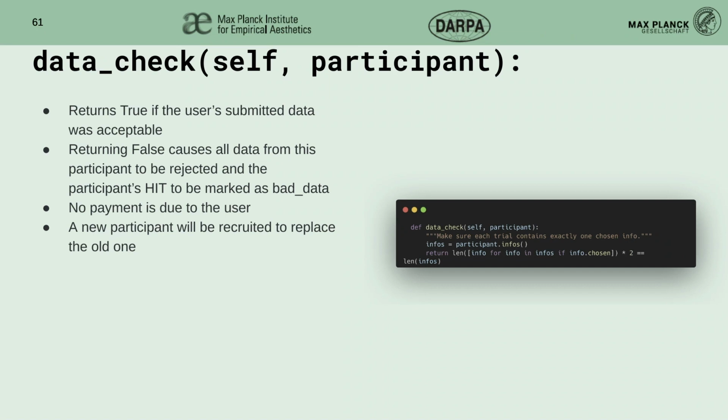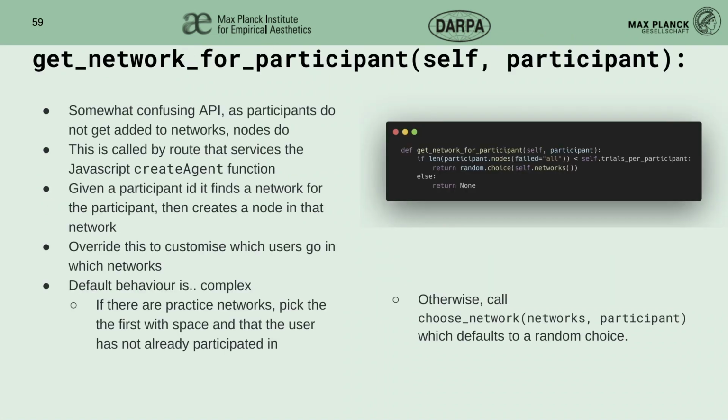One question I have, imagine that we're in a chain. Whether making some data invalid will also trigger failure of the rest of the chain below? It will not. What will happen is the node in the chain will be marked as failed, but it will not trigger anything. What you can do is, in get network for participant, use participant nodes failed equals all. You can do a similar kind of check there.